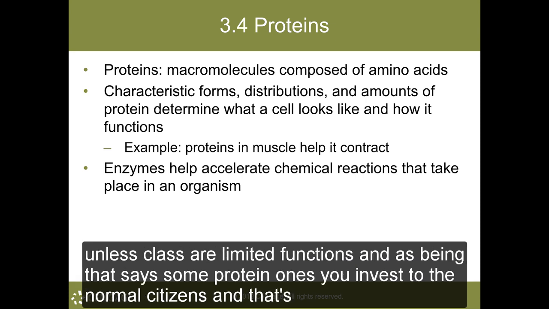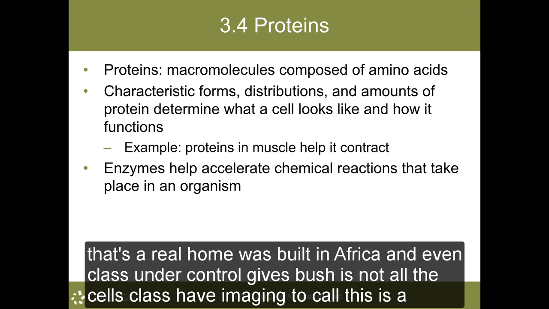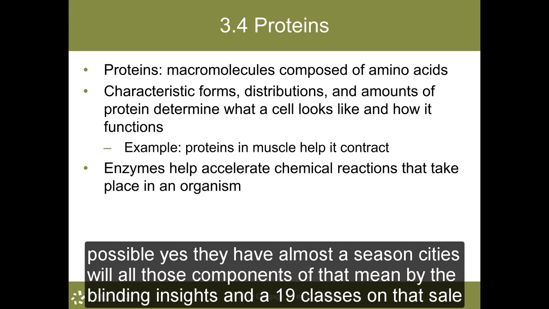Up next are regulatory proteins. And as being that, it says some protein hormones do exist. So the hormones such as insulin, yes. You might say, you mean a hormone is a protein? Definitely correct. And even some help control gene expression because not all your cells have every gene turned on. That's just not possible. Yes, they have all those A's, T's, G's, and C's, meaning all of those components of adenine, thymine, guanine, and cytosine, but not every gene is on in every cell.